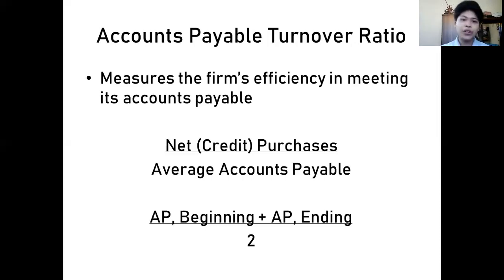So, di ba, ito yung nasa income statement. Di ba, pag nako-compute tayo ng COGS, dapat kasama yung purchases ng company. Divided by average accounts payable. So, since it is average, accounts payable beginning plus accounts payable ending divided by 2.